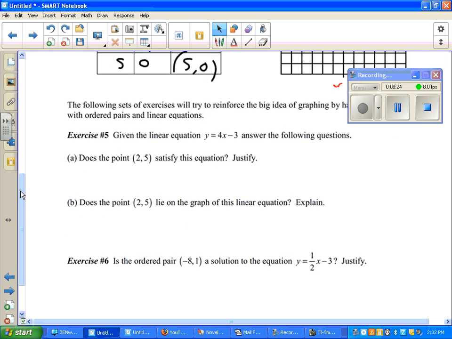Okay. Given the linear equation, does y equal 4x minus 3? Josh? Let's look at y equals 4x minus 3. Does it satisfy the equation? What do you think we're going to do, Josh? Tell me what you're doing, Josh. What are you typing into your calculator?